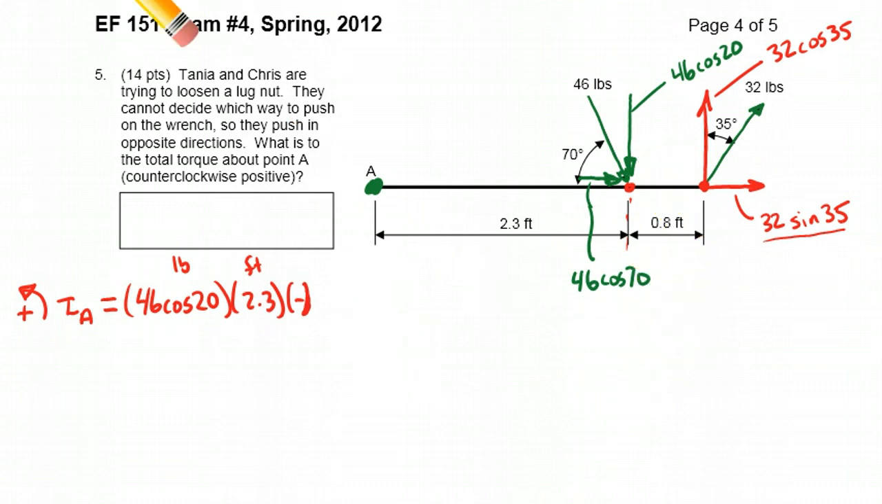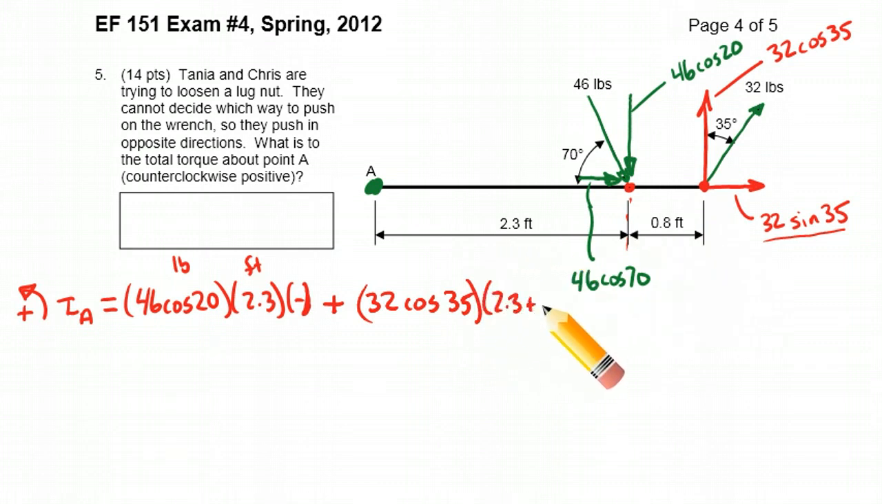Then we're going to add to that this component, 32 cosine 35, is the magnitude of the force component. The distance is going to be 2.3 plus 0.8. Okay, and it's going to cause a counterclockwise rotation about A. It's pointing up. Okay, right hand rule would give us a positive value. So that's it. That will be the torque about point A.